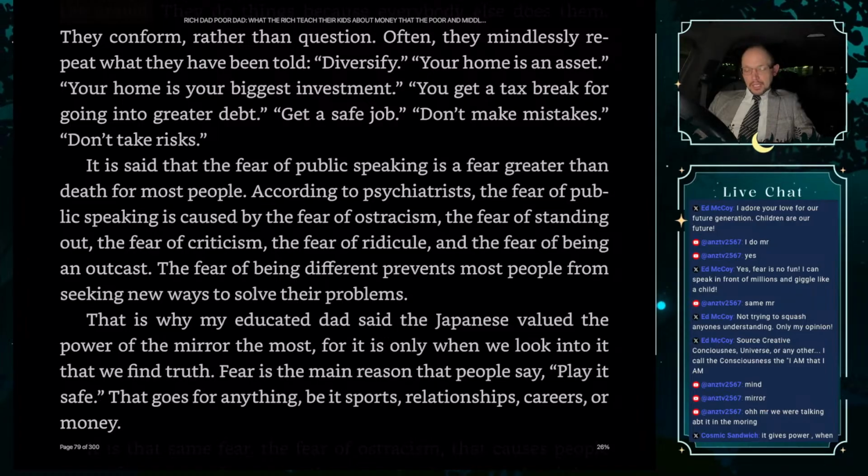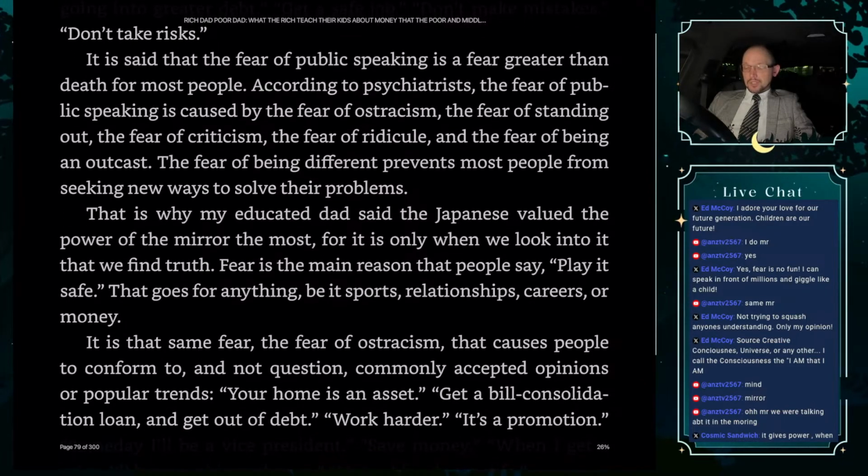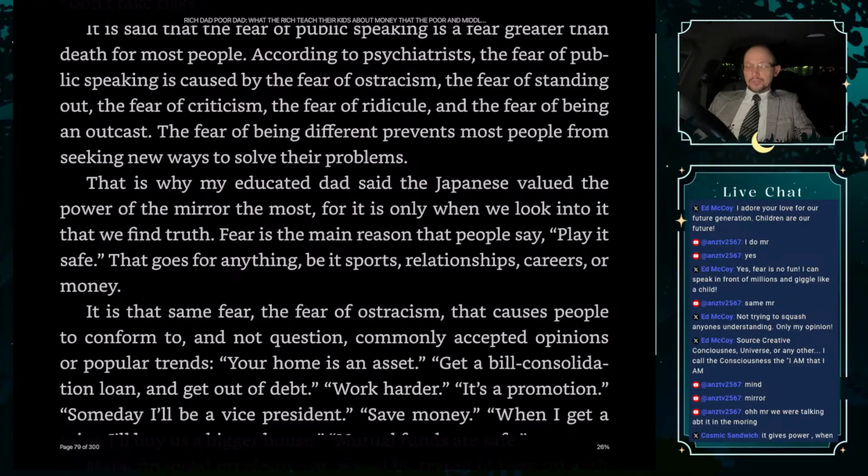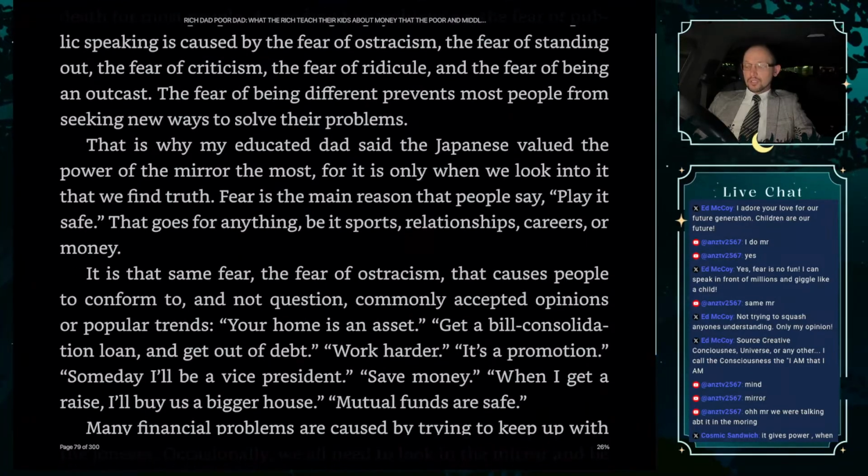Alrighty, that is why my educated dad said the Japanese valued the power of the mirror the most, for it is only when we look into it that we find truth. Fear is the main reason that people say, play it safe. That goes for anything, be it sports, relationships, careers, or money.